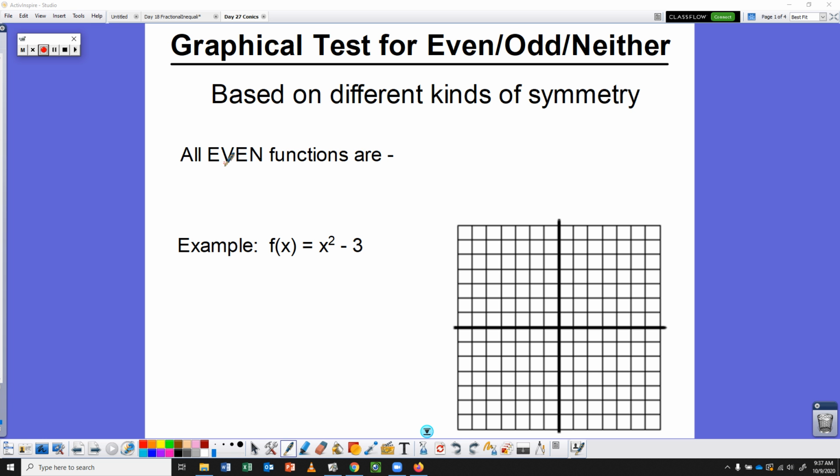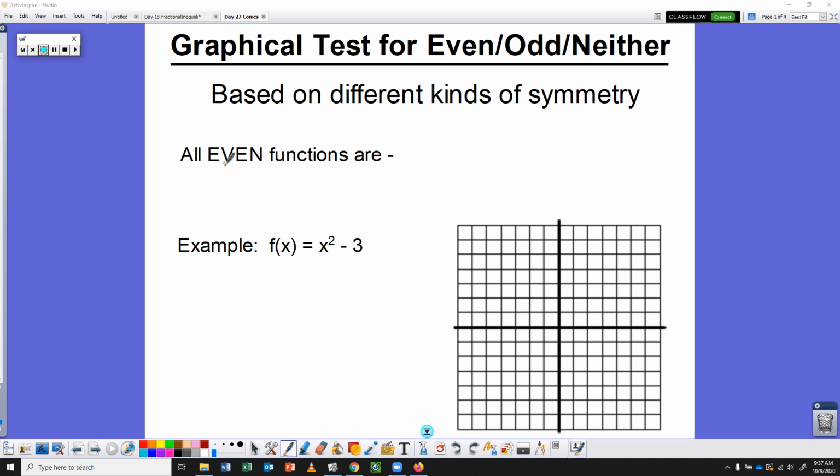Okay, this is day 5 in chapter 1, and in this lesson we're going to take a look at two different things. First of all, we're going to look at a graphical test for even, odd, or neither. So this will be an alternate way instead of plugging a negative x in everywhere for x. And we're also going to introduce the idea of conics, which is a kind of relationship that oftentimes is not a function. But first of all, we're going to start with the graphical test for even, odd, or neither.